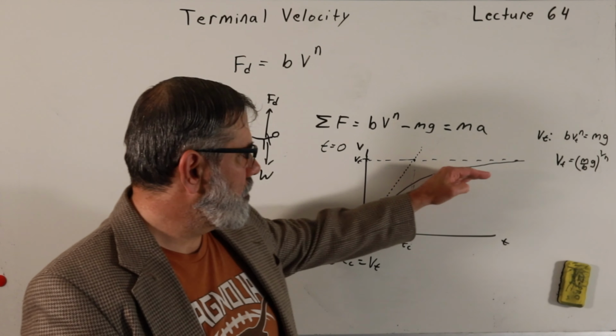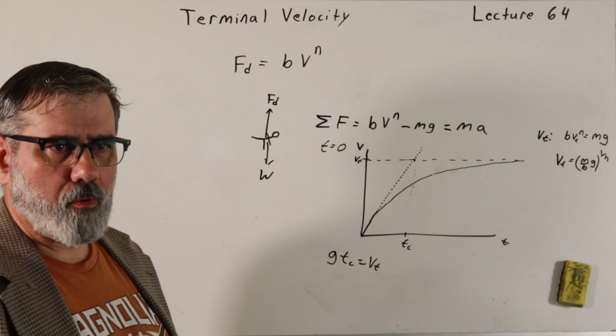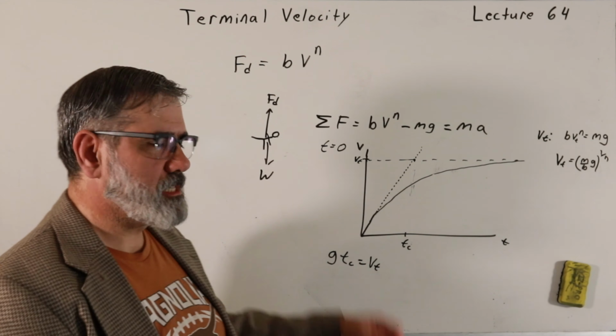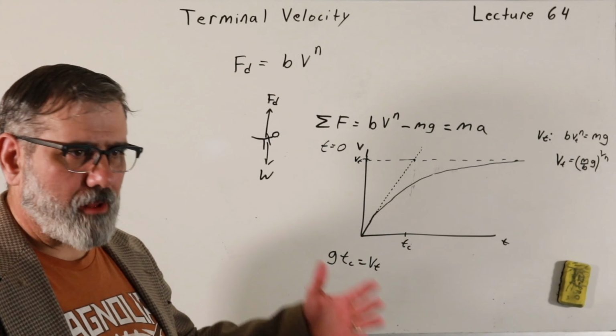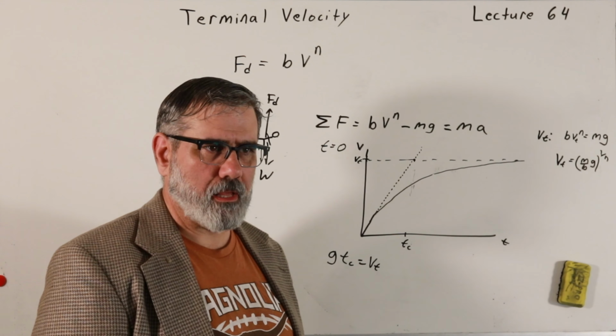We're going to approach some velocity, and we will never exceed that velocity. We'll approach it asymptotically. And this is the point we'll no longer experience an acceleration. We'll be traveling at a constant velocity, but not experiencing any acceleration, okay?